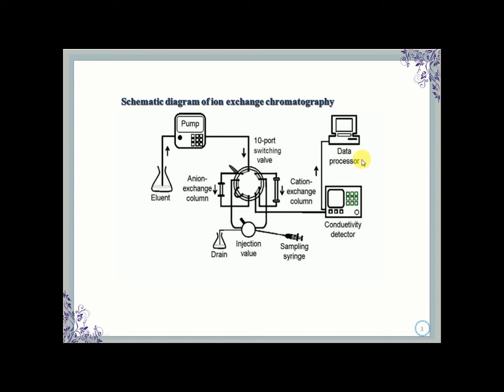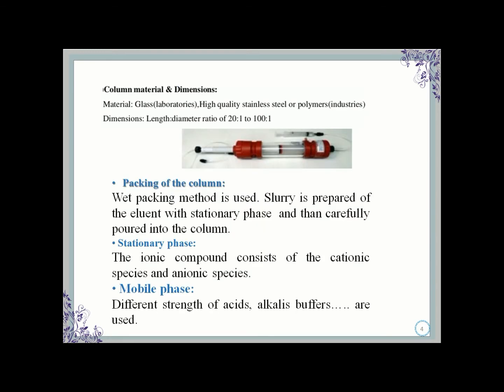If the column is very wide or narrow, then uneven flow of the mobile phase can take place. And this is the dimension, which is the length to diameter ratio. This ranges from 20:1 to 100:1, which can be used for higher efficiency.